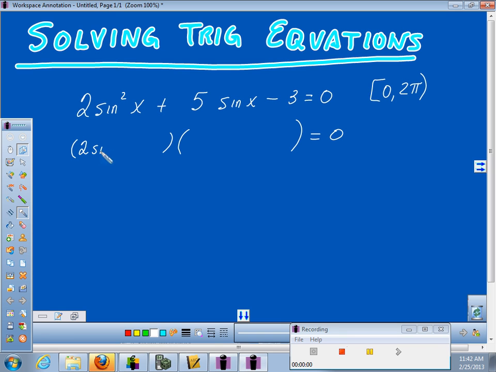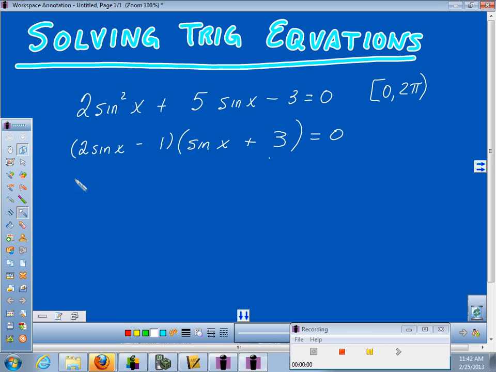So it would have to be a 2 sine of x and a 1 sine of x. And then I need factors of 3, which have to be 3 and 1. Okay. 1 in the second one. You want 1 back here? No. That'll give you 3 and 2, but they'd have to have the same sign to make 5. So you want 1 and 3? Okay. Minus, plus.